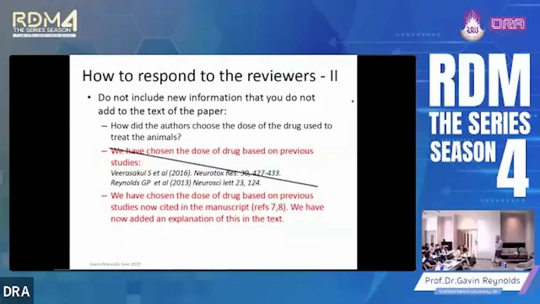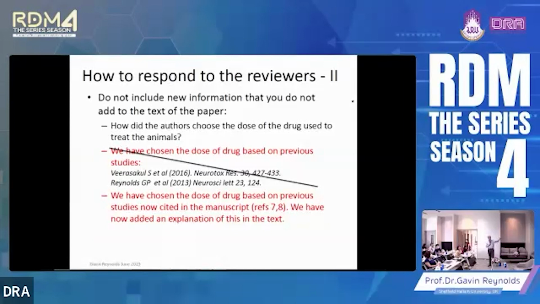Don't include new information that you don't use in the text of the paper. The reviewer might ask a question, and you might answer that question, but the only reason a reviewer asks a question is because he wants a change in the manuscript. This is actually taken from a paper that we submitted. How did the authors choose the dose of the drug used to treat the animals? We didn't put that in. We wanted to answer that.